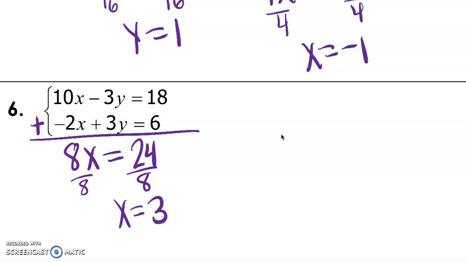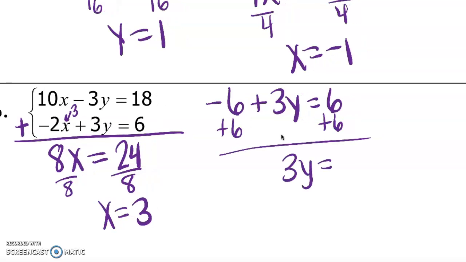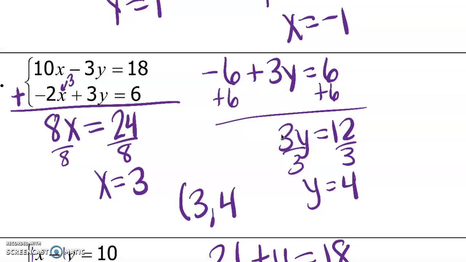So the first step with the addition or subtraction is usually very simple. Plugging back in is where it gets a little bit trickier. So I'm going to plug it in down here. Negative 2 times 3 is negative 6 plus 3y is equal to 6. Instead of writing out negative 2 times 3, I just did that part in my head to get negative 6. So now I can add 6 to both sides. 3y is equal to 12. Divide, and y equals 4. So my ordered pair answer is 3, 4.